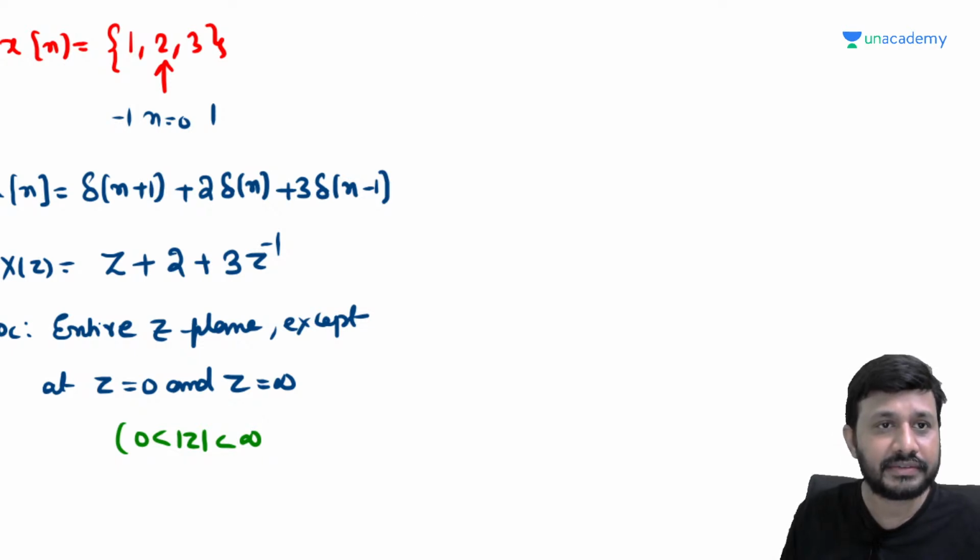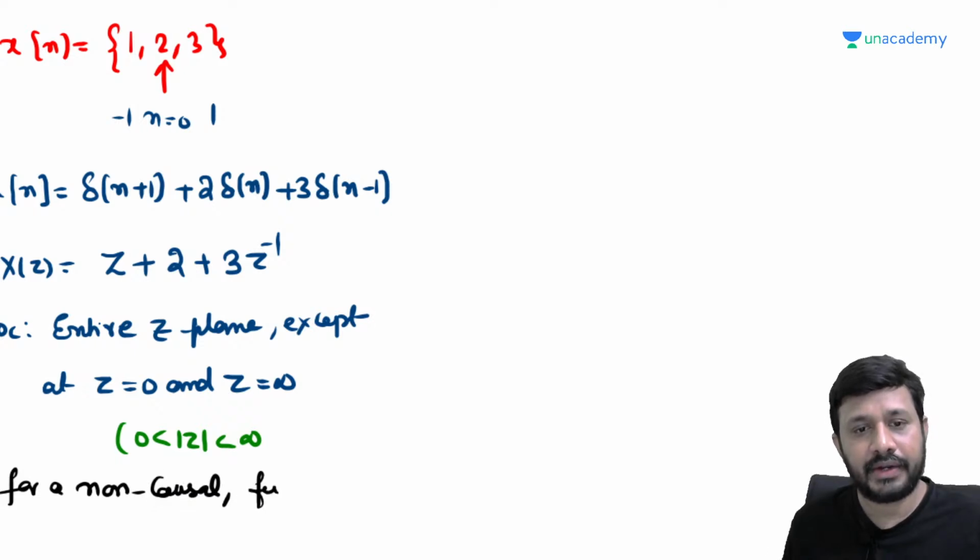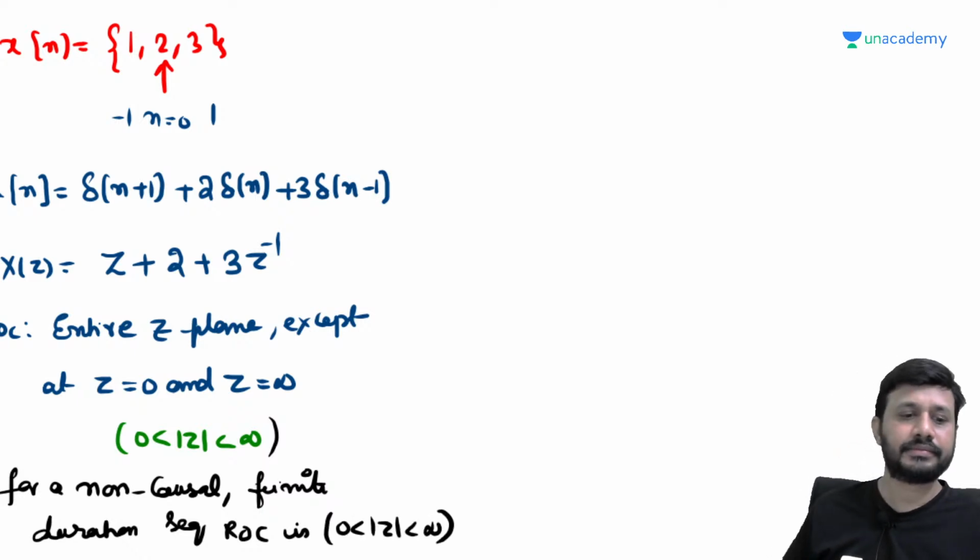So generalization: for a non-causal finite duration sequence, ROC is entire Z plane except at Z is equal to 0 and Z is equal to infinite.